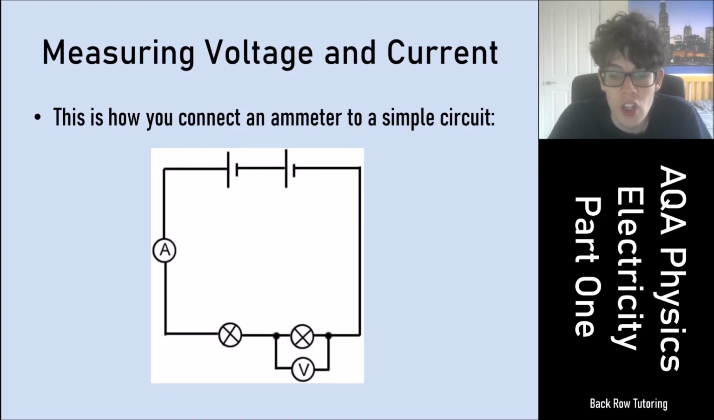Let's say you have 2 lamps or 2 bulbs, and you have 2 cells at the top, and you want to measure the current in the circuit. To measure the current in the circuit, you just connect an ammeter in series, and this is shown here on the same loop as the bulbs and the cells.